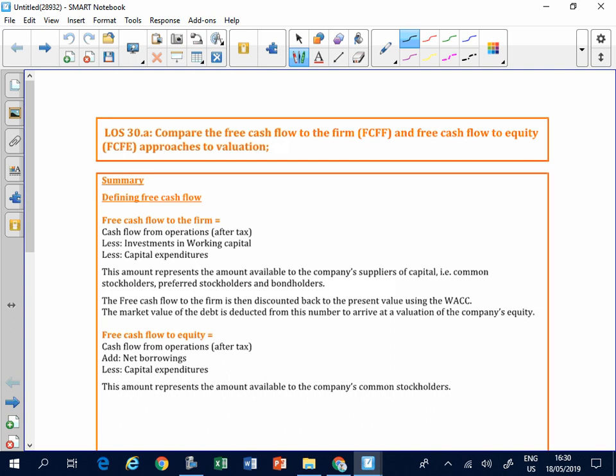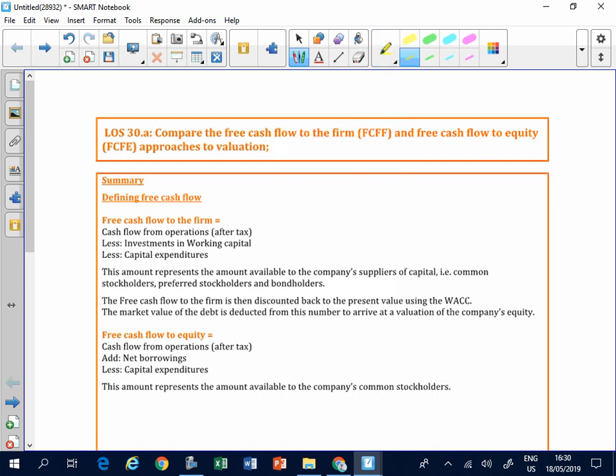Okay. So free cash to the firm. Cash flow from operations after tax. Guys, the important thing about this specific one, it's cash flow from operations before any working capital adjustments have been done. Another way to look at it, think about it as not CFO, but as operating cash flow. So before any of the working capital adjustments have been made. Okay, that's very, very important.